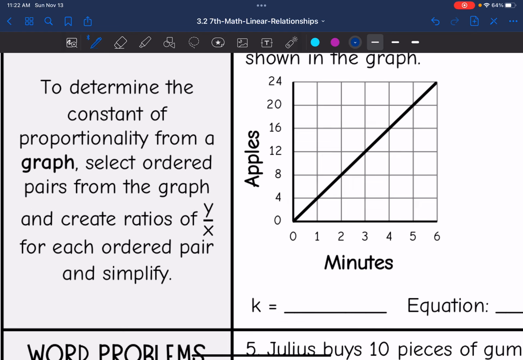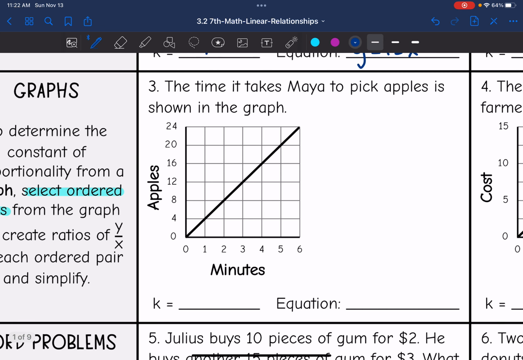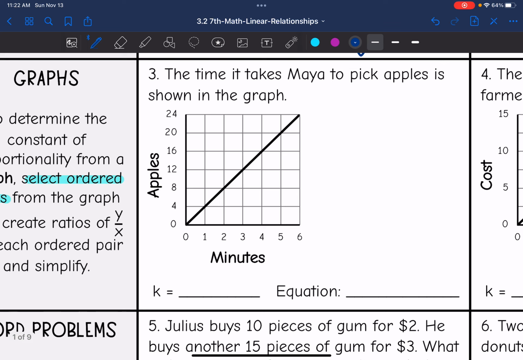All right, let's look at graphs. So to determine the constant of proportionality from a graph, we are going to select an ordered pair from the graph and then create that y over x ratio for each ordered pair and simplify. So let's look at this first graph. It says the time it takes Maya to pick apples is shown on the graph. So I have an ordered pair right here at 0, 0, here at 1, 4, here at 2, 8, and so on. And I can use any one of those ordered pairs except 0, 0, because I can't do 0 divided by 0. So I'm going to choose the ordered pair 1, 4, and I will do y divided by x to figure out the constants.